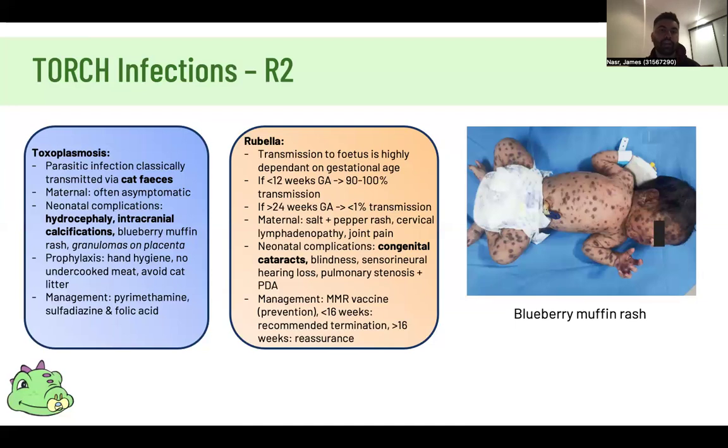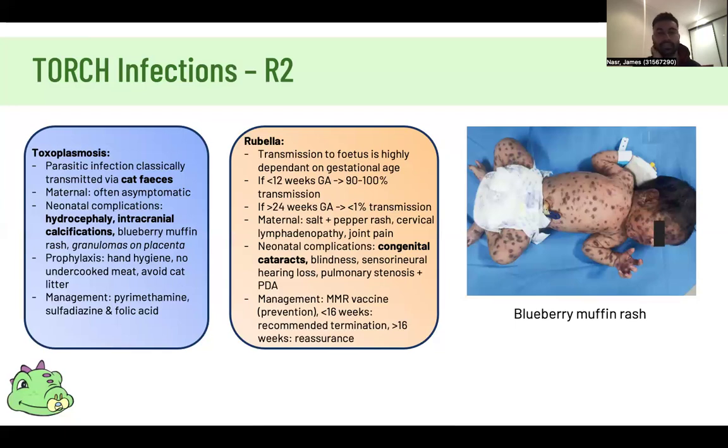Moving on to rubella. So rubella can be quite nasty if it's transmitted early on, although the transmission to the fetus is very dependent on the gestational age. So if infection occurs at less than 12 weeks GA, then pretty much all of these babies will have rubella. So that's around 90 to 100% transmission. Whereas if it's more than 24 weeks of gestational age, then there's a less than 1% chance of transmission. So that is very important.